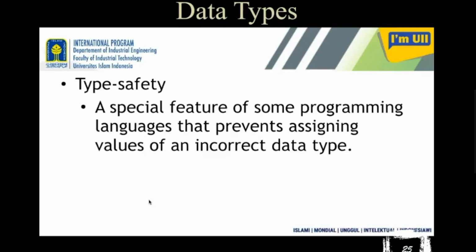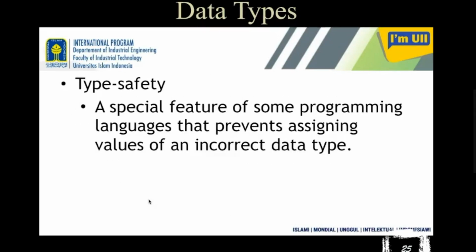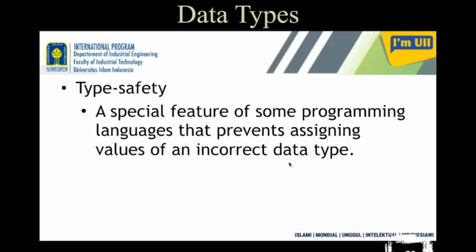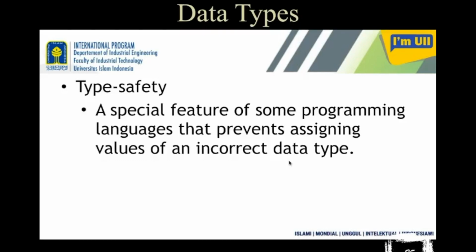Some programming languages are very strict about assigning types. A special feature of some programming languages is that they prevent assigning values to an incorrect data type. Because of this strictness, you cannot assign string type values to numeric variables. That will give you an error. The opposite, storing number values into a string type variable, gives a different meaning. So it does not always give you an error. Sometimes it will give a wrong result.